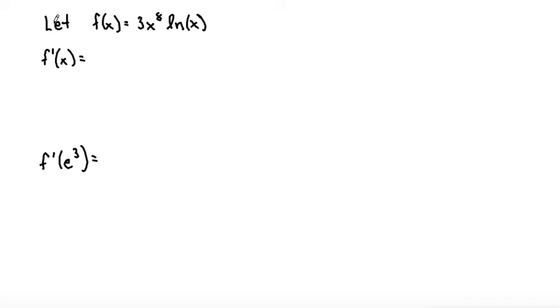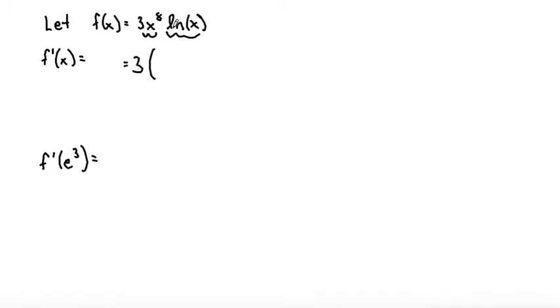Okay, so this problem says to let f of x equal 3x to the power of 8 times the natural log of x. So I would notice that overall this is a product rule because we have a product of functions of x. So let's use the product rule. I'll just write the coefficient out to the front.